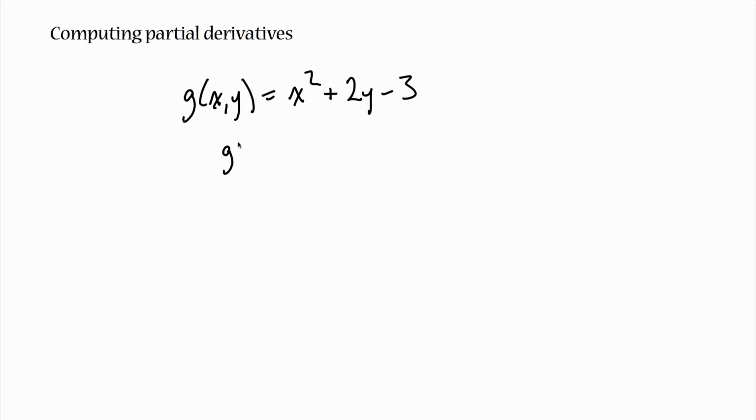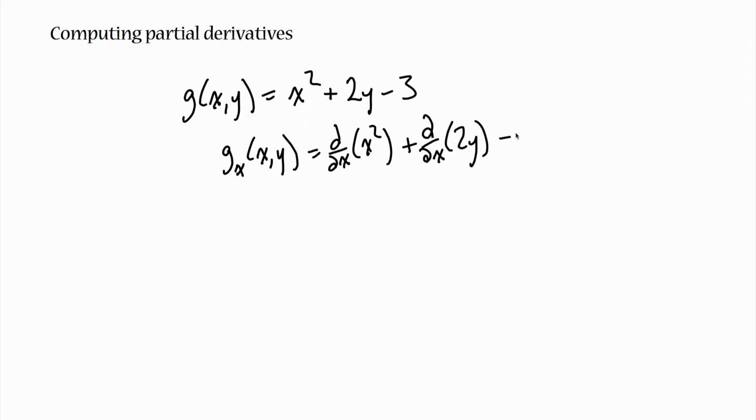So by that token, the partial derivative with respect to x, well, here we'll write it out this way. For every term, it's the derivative with respect to x of x squared plus the derivative with respect to x of 2y minus the derivative with respect to x of 3. That makes it fairly obvious, right? The derivative of x squared with respect to x is 2x. The derivative of 2y with respect to x is 0, because y is a constant in this context, and 3 is also a constant.